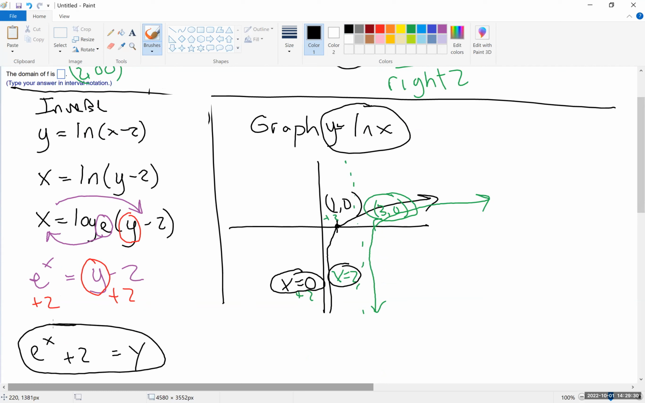We should replace the y with the inverse function notation. f to the negative 1 of x, the inverse of f, is equal to e to the x plus 2. That's what we're going to enter for our answer. So let's go ahead and share MyMathLab, and we will do that one right there.